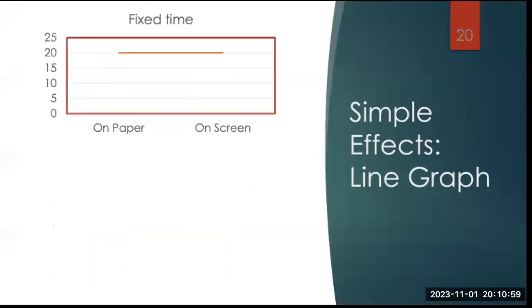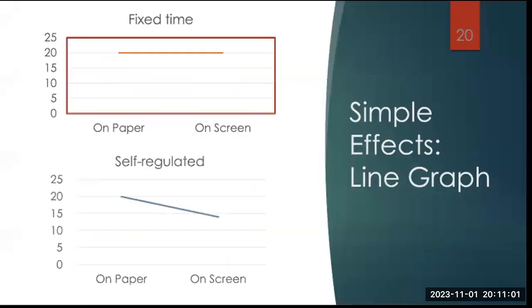How does it look on the line graph, sorry? Fixed time is going to be a straight line because it didn't make a difference. But for self-regulated time, we're going to see the diagonal. When there's a diagonal, then you know there is an interaction effect. So you can see that the paper scores are higher than the screen scores only in the self-regulated time condition.